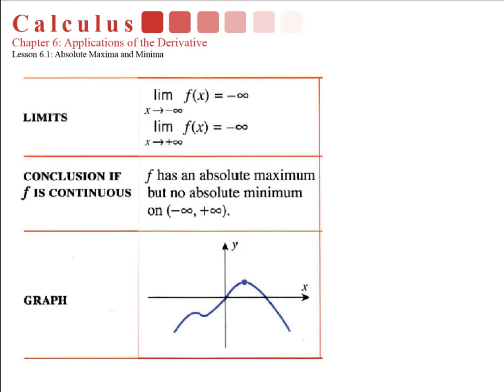Okay, well, what if the limits as x goes to negative infinity and positive infinity both yield an end behavior of the function going to negative infinity? Well, the logical conclusion is, if f is continuous, that f has an absolute maximum but no absolute minimum on the open real line. And so the graph may look something like this.